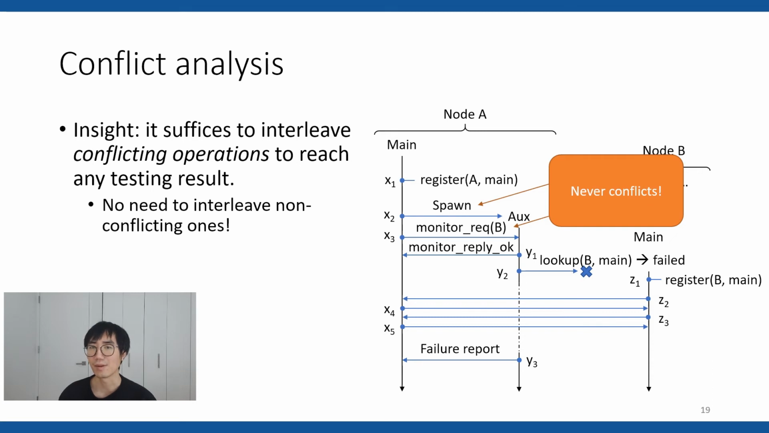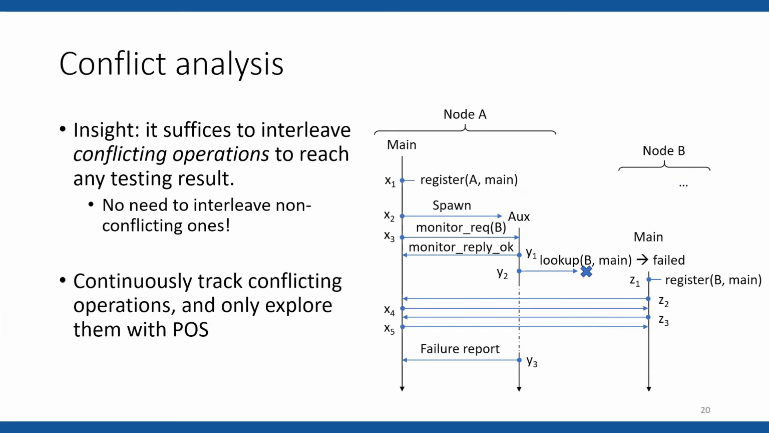The intuition is simple. However, the challenge here is to identify conflicting operations during the randomized exploration, since there is no way to know if an operation is conflicting in a randomized test until the execution ends. Morpheus instead continuously analyzes the execution of the test, keeps track of any conflicting operations discovered so far, and only explores the interleaving of discovered operations in POS while immediately scheduling others.